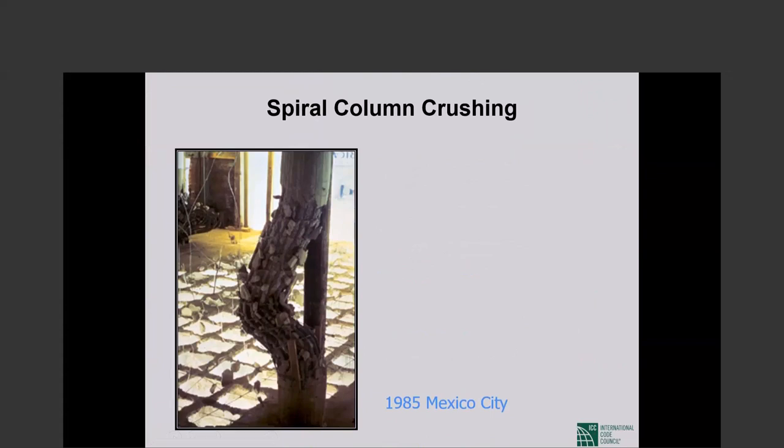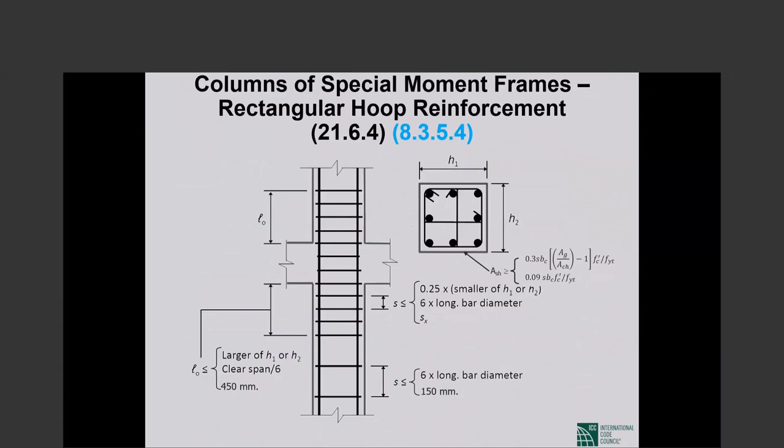This one, I don't know if it is better, at least the concrete looks a little better than the other one, but this is not a redeemable situation. This column has to be removed and replaced or whatever. So same thing, a lot of longitudinal steel, not enough transverse reinforcement.